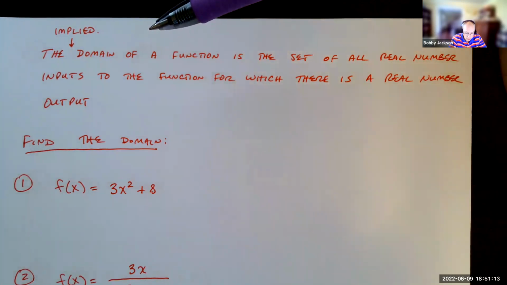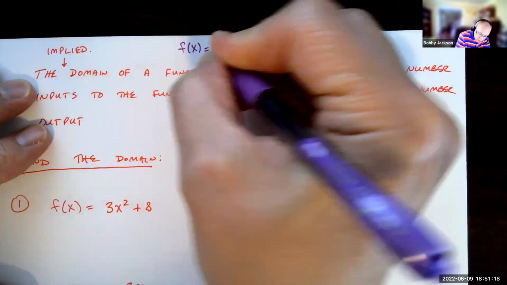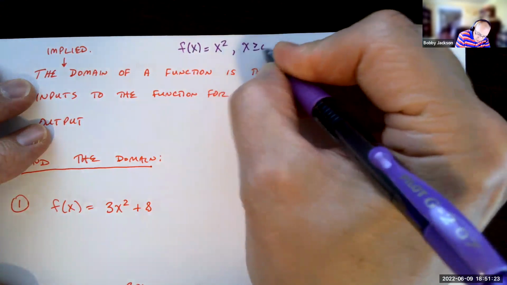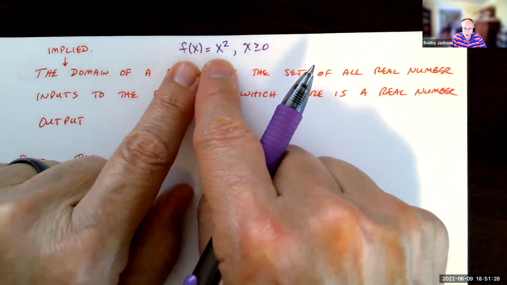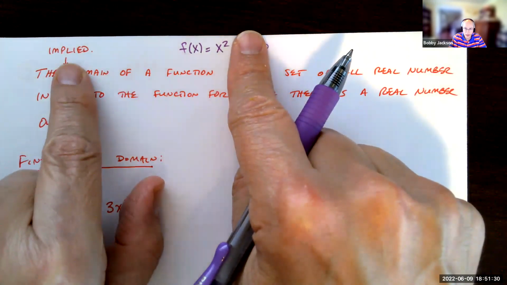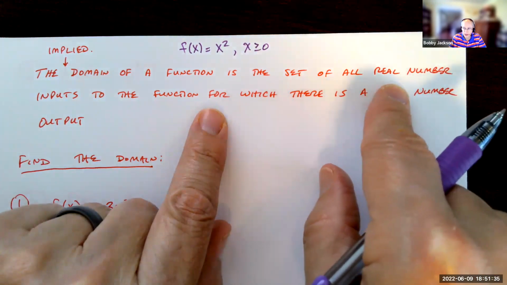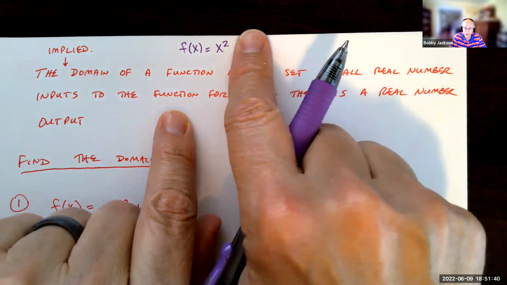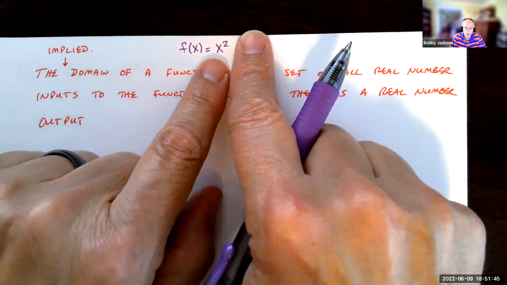explicitly. In that case, you could say, maybe I have a function f of x is equal to x squared, but then after it I'll say, comma, x is greater than or equal to 0. So the domain of the function x squared is actually, in general, if we asked what the implied domain was, that would be any real number, the set of all real number inputs to the function for which there's a real number output. So if I just had x squared, that domain would be all real numbers because I can simply square any real number and I always get a real number output.